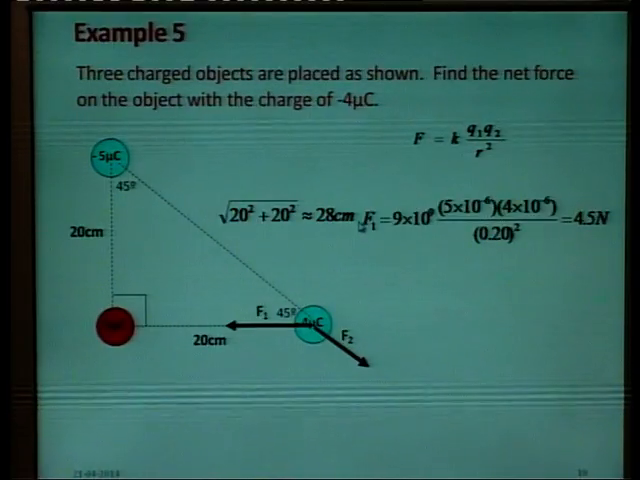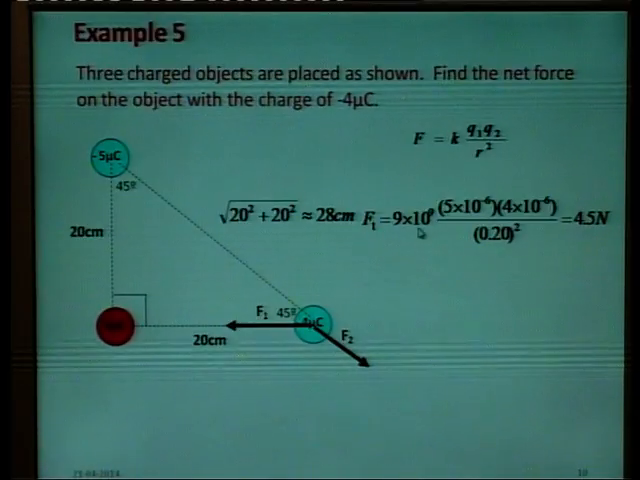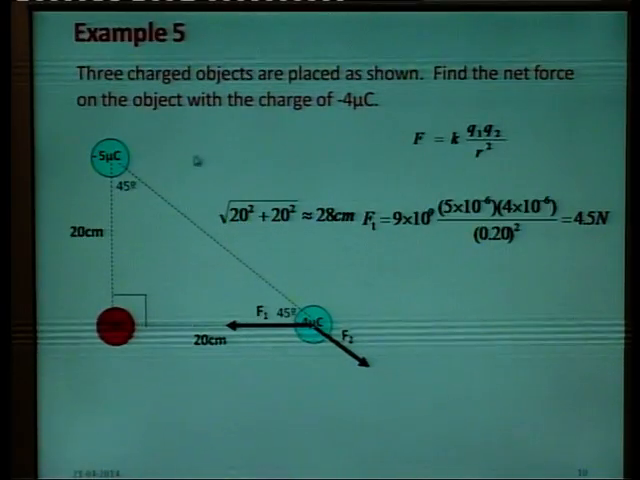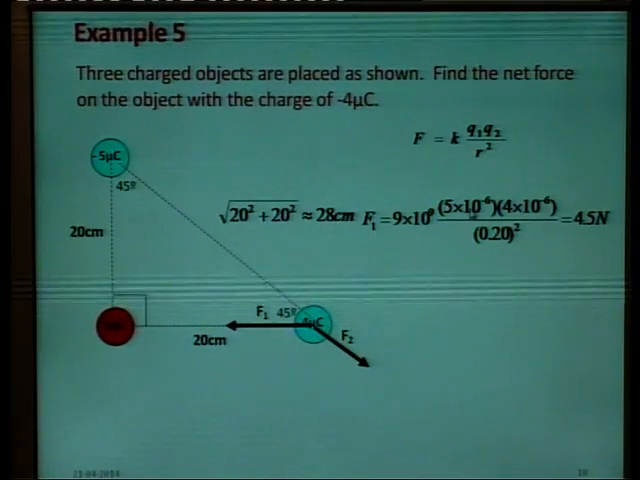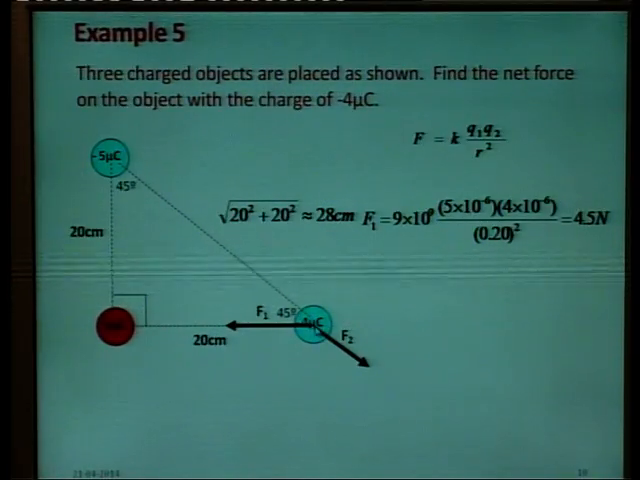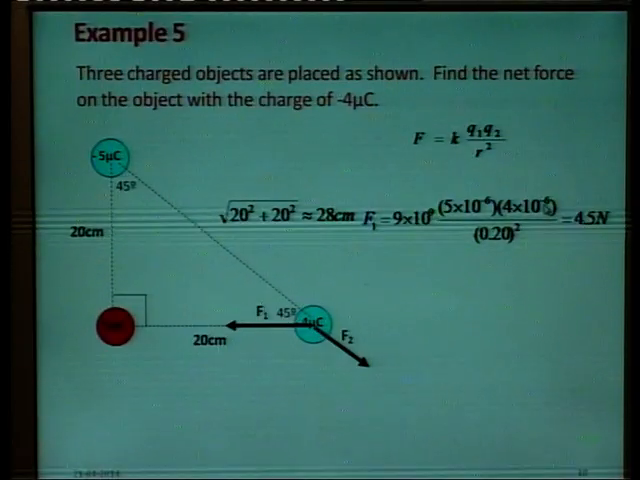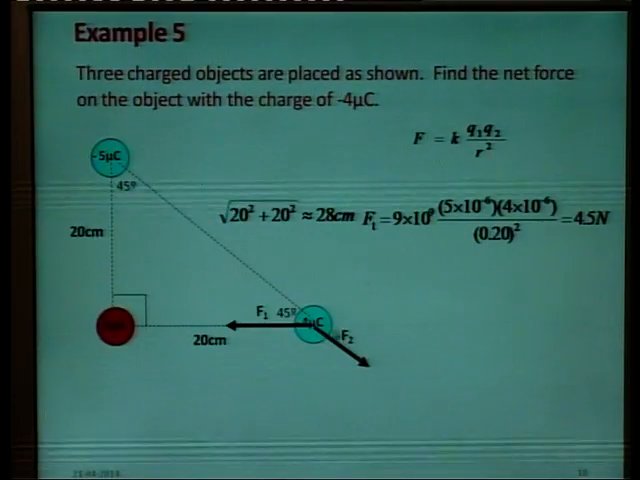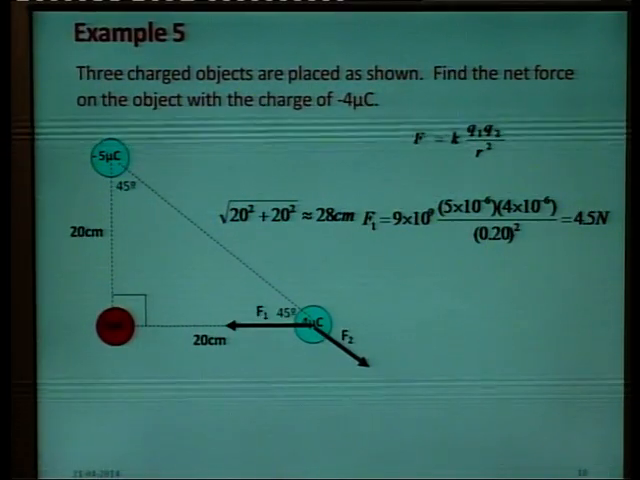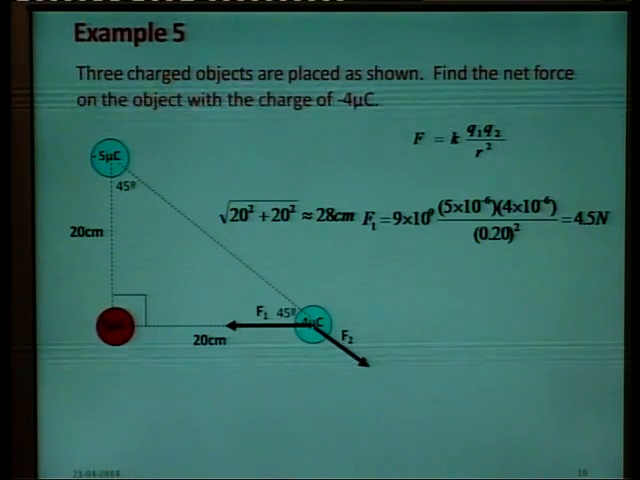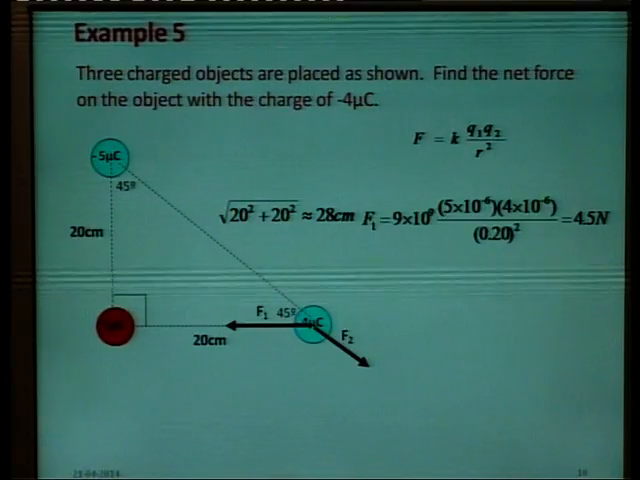You can find out the magnitude. F1, K you know is 9 into 10 to the power 9. This charge is 5 microcoulomb, micro means 10 to the power -6. This charge is 4 microcoulomb, 4 into 10 to the power -6. Distance between the two charges is 0.2 because it is 20 centimeters. 20 centimeters means 20 by 100 meters, 0.2 meter.